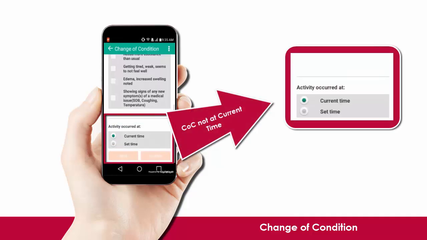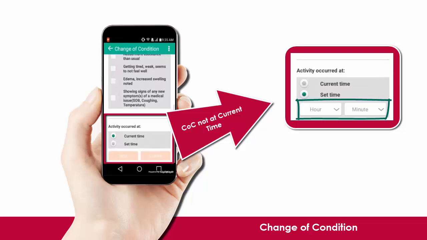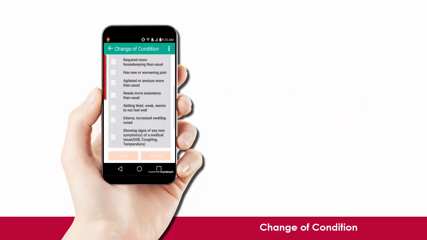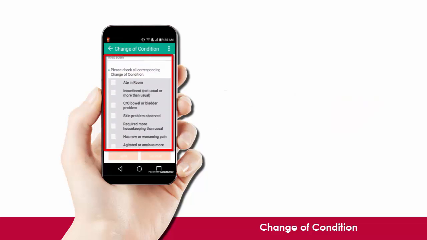If you noticed the COC at any time other than the current time, touch the Set Time radio button to record the time the COC was actually observed. Use the drop-downs to select the hour and the minute that the COC was observed. Select all appropriate answers for the COC that was observed.